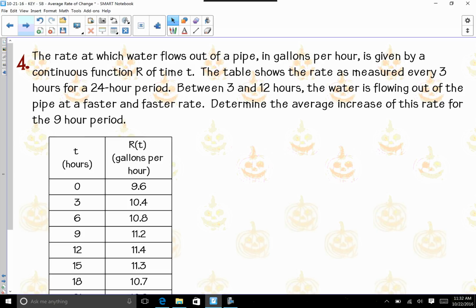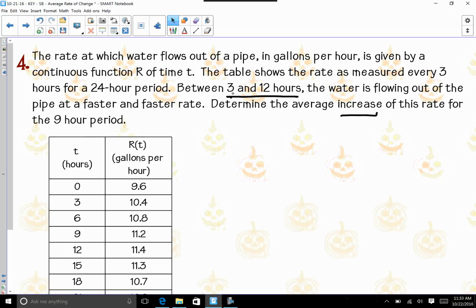The average rate at which water flows out of a pipe in gallons per hour is given by a continuous function r of time t. The table shows the rate is measured every 3 hours for a 24-hour period. Between 3 and 12 hours, the water is flowing out of the pipe at a faster and faster rate. Determine the average increase of this rate for the 9-hour period.